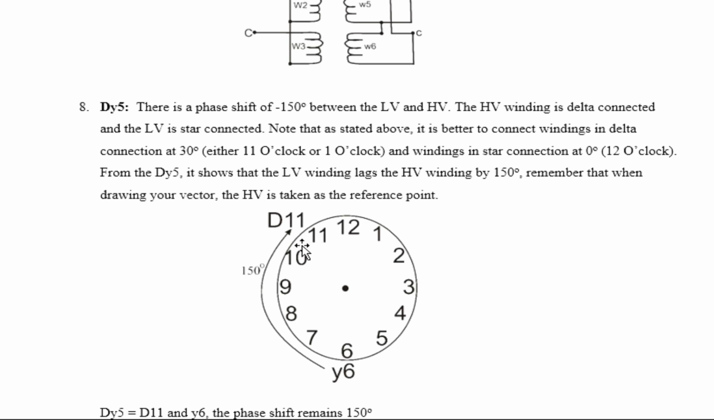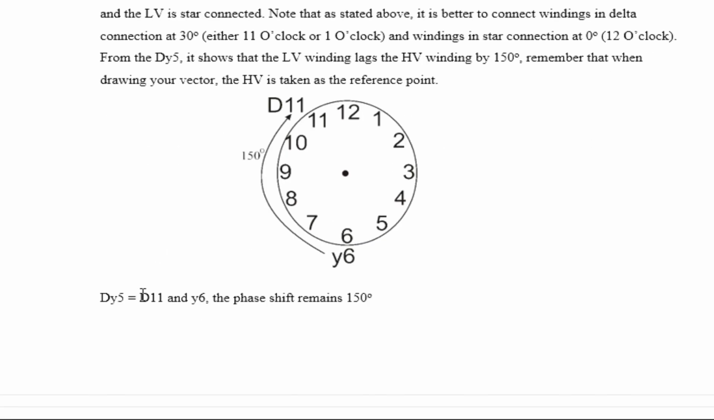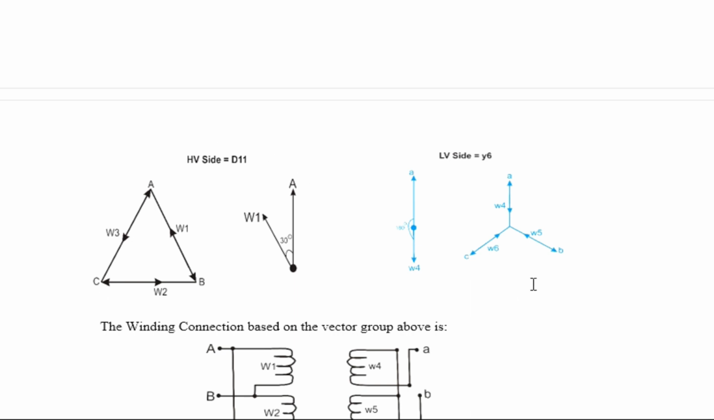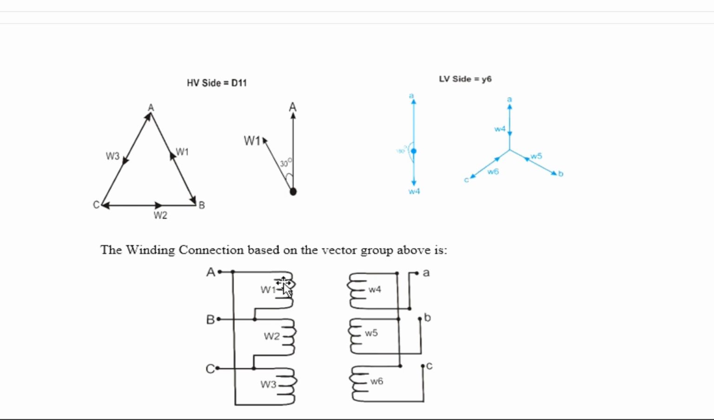This is our D11. It's 150. This is 30, 60, 90, 120, 150. So obviously our DY5 will now be equal to D11 and Y6, and our phase shift still remains 150 degrees apart. So you can see now that this is D11 and this is Y6, and this is how your transformer will be connected.